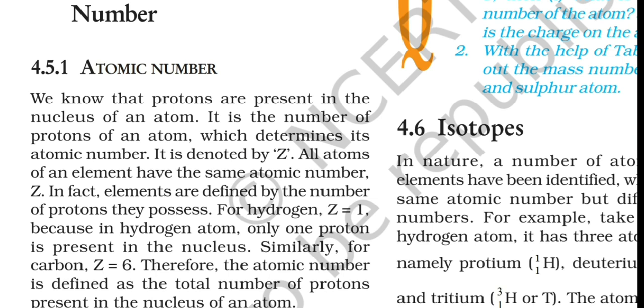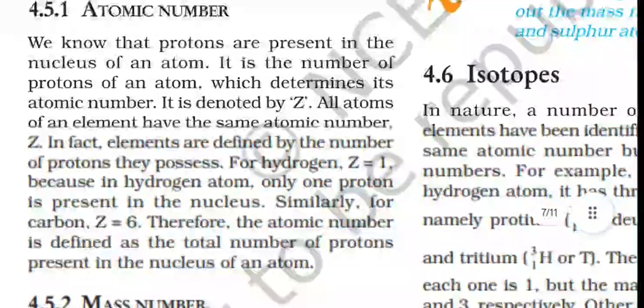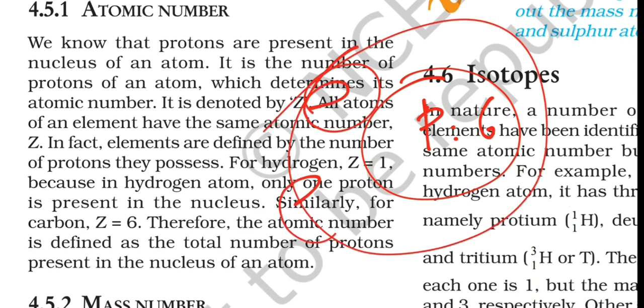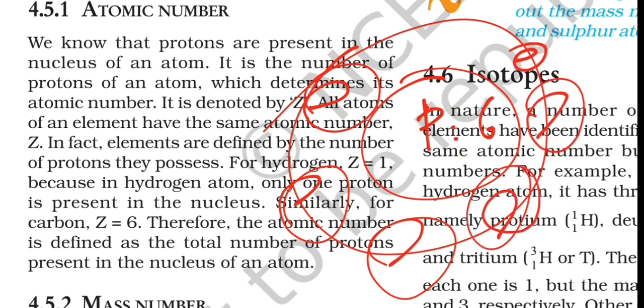All atoms of an element have the same atomic number, Z. In fact, elements are defined by the number of protons they possess. For hydrogen, Z is equal to 1, because how many protons are present there? Only 1. Only 1 proton is present inside the nucleus of hydrogen, so the atomic number Z is equal to 1. Similarly, for carbon, if you see, 6 protons are present inside the nucleus of carbon. You see the 6 electrons present in the orbit of that atom: 1, 2, 3, 4, 5, 6.